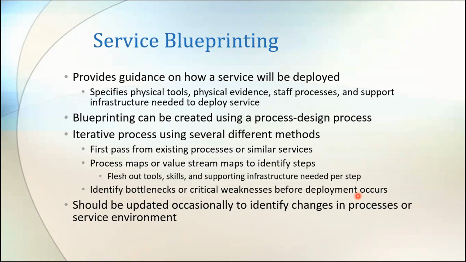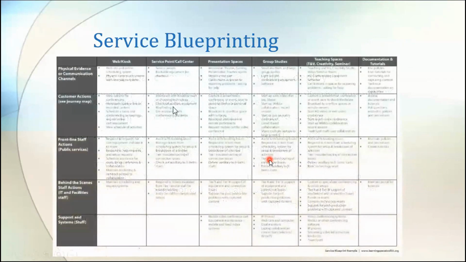So you want to map this out to identify these changes so that you could update your service blueprint, and also update how it needs to be done, taking into consideration these changes. So this is an example of a service blueprint, and on the side you have physical evidence or a communication channel, customer actions, frontline staff actions, behind the scenes staff actions and support, and systems stuff. So these relate to the factors that I mentioned earlier, and then these are the different parts of the service blueprint.